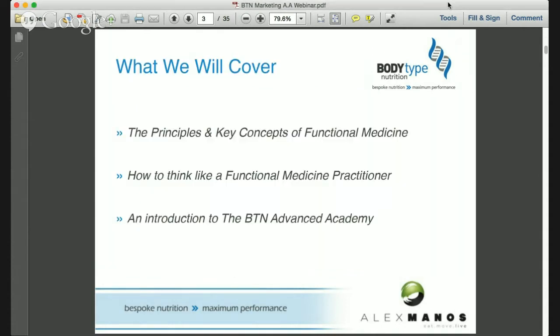So we're going to cover the principles and key concepts. We're also going to look at a few documents that the Institute of Functional Medicine have created, which I think really help us think as a functional medicine practitioner. I'm sure most of you are aware of Chris Kresser's work, and he talks about being a health detective. I think there are some key concepts for us to appreciate so we can all become our own health detective and health detectives for our clients as well.